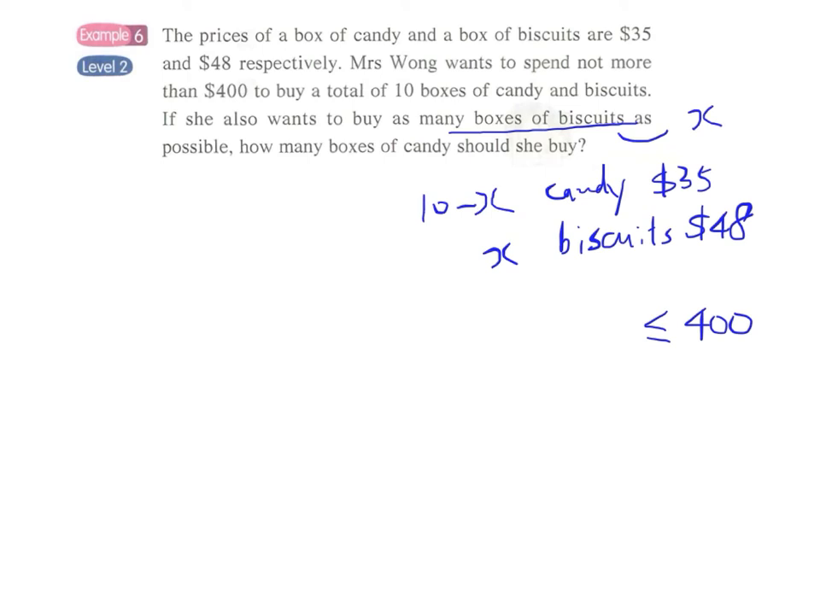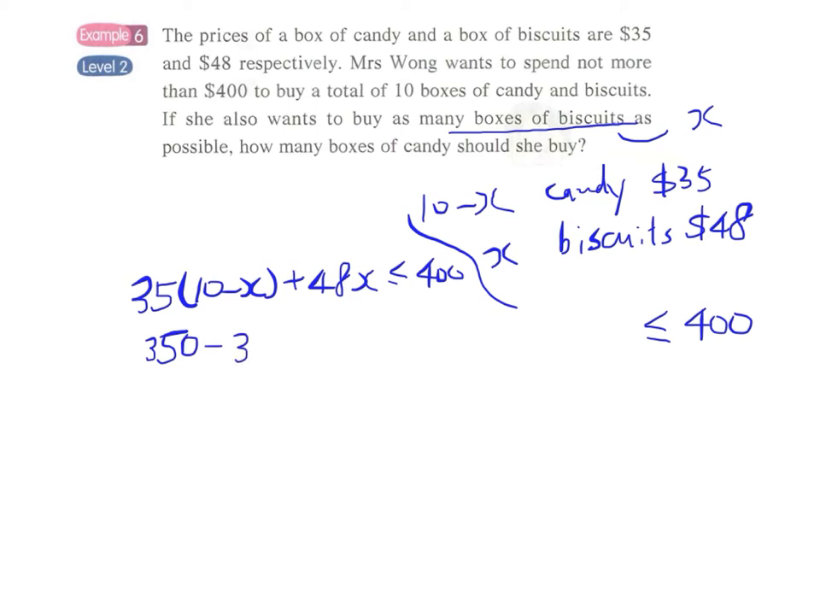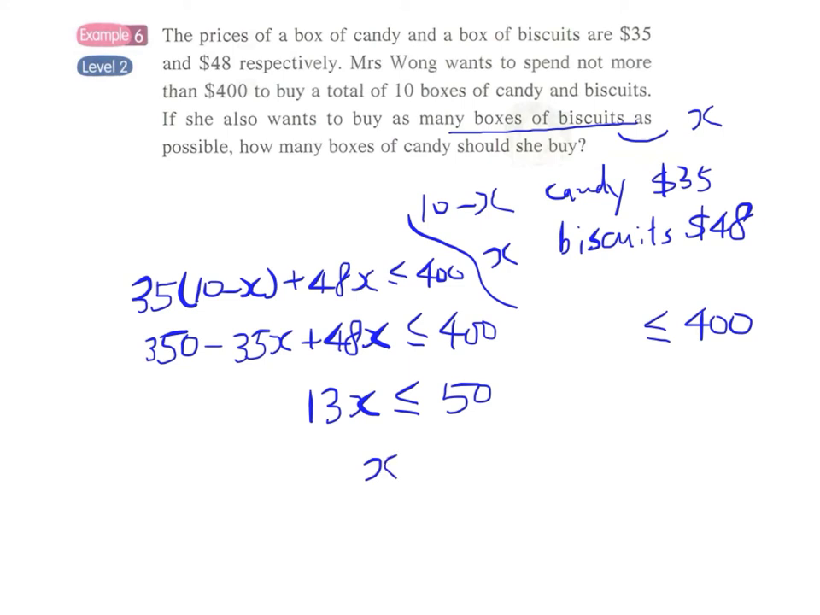And now we can find the total cost, which will be 35 times (10 minus X) plus 40X. And this should be less than $400. And we can simplify this: 350 minus 35X plus 40X less than 400. And therefore the left hand side becomes 5X. And the right hand side will be 50, 400 minus 350. And therefore X will be less than 50 over 5.